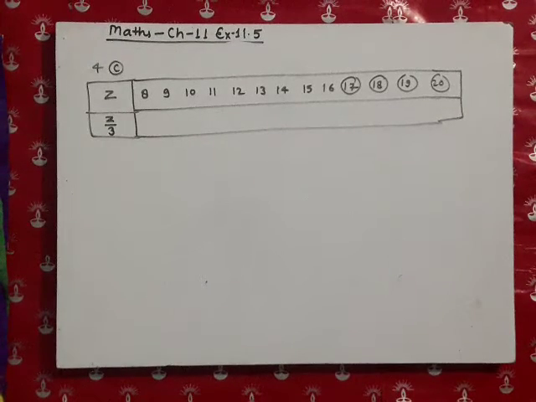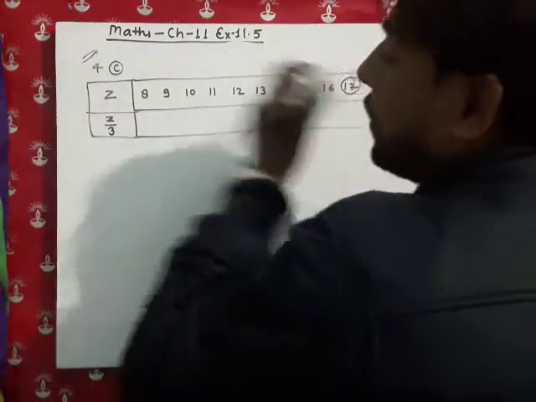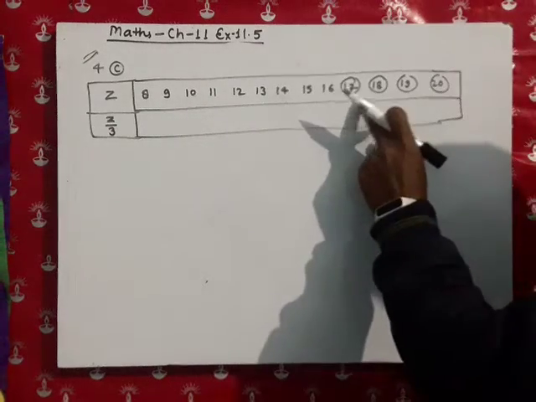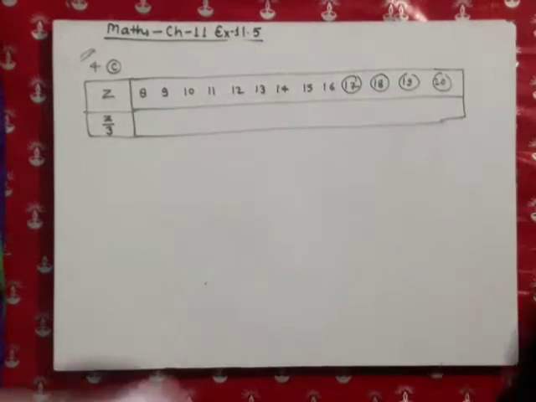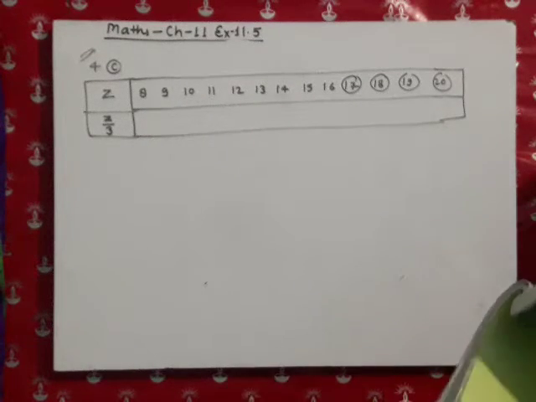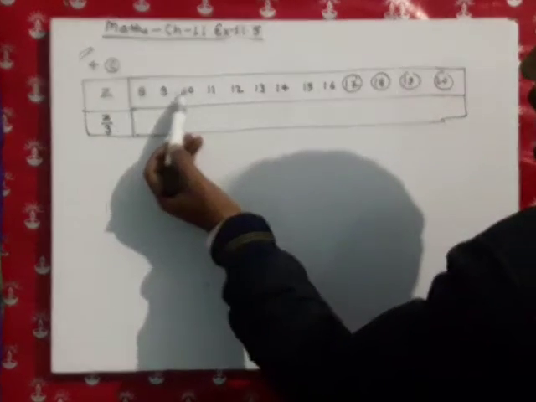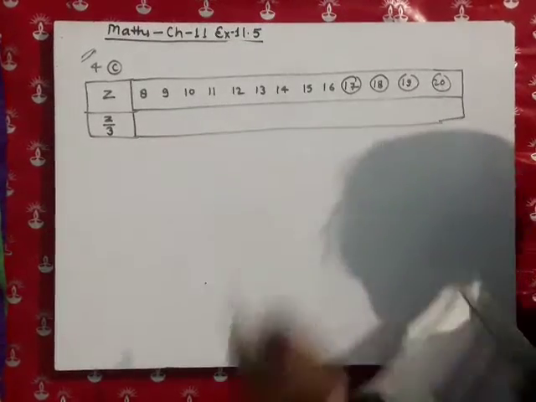Now students, I am going to the C part of question number 4. Here a table is given and we have to write down 4 values. As in the book, 4 values are missing over there. So we have to write down these 4 values first. As the series is going on 8, 9, 10, 11, 12, 13, 14, 16, so 17, 18, 19, 20 we have to write down.